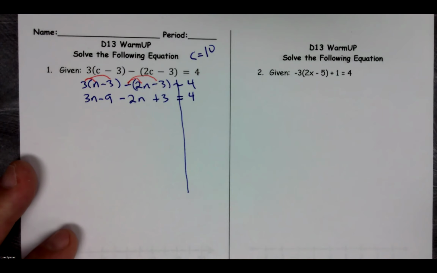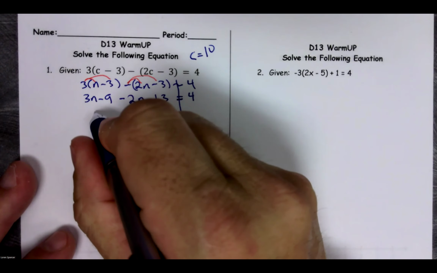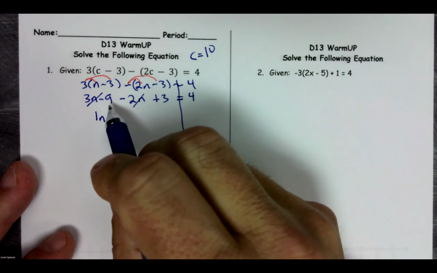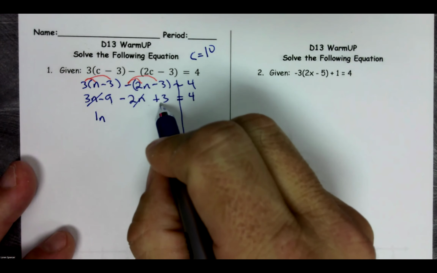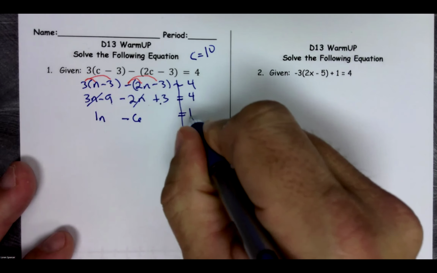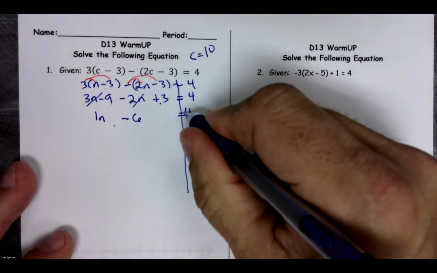Next step, combine like terms. Well, I can combine the 3n and the negative 2n and I get 1n. I can also combine the negative 9 and the positive 3, and that'll give me a negative 6. So I have 1n minus 6 equals, that should be a 4.